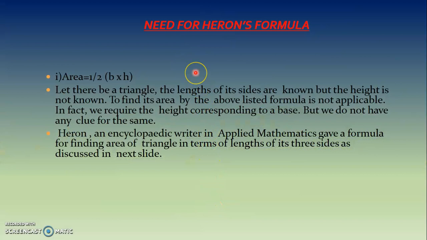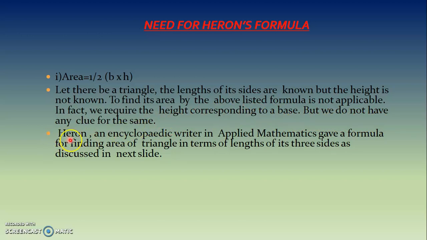Now, need for Heron's formula. As I told, we have studied that area of a triangle is half base into height. Now let there be a triangle, the length of its sides are known, but the height is not known. To find its area, the above listed formula is not applicable. If we do not have the height of a triangle, we cannot calculate the area. In fact, we require the height corresponding to a base, but we do not have any clue for the same.